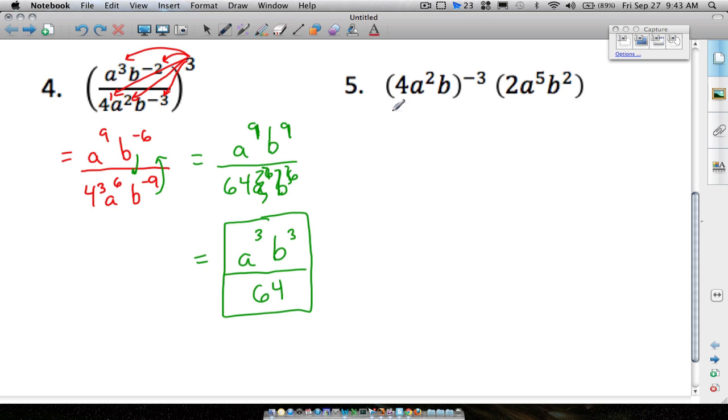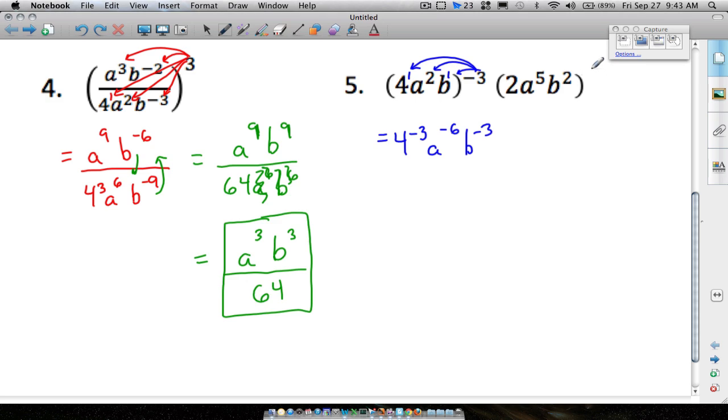And one more in this little section. All that stuff right there is one big term. It's raised to a power. So therefore, the 4 has a 1. The b also has a 1 as an exponent. Let's multiply these exponents together since we have some powers raised to a power. Therefore, we have 4 to the negative 3, a to the negative 6, b to the negative 3. I just multiply those exponents.